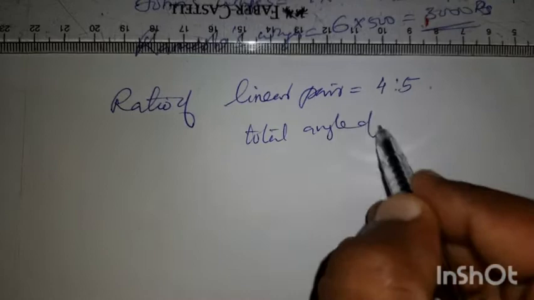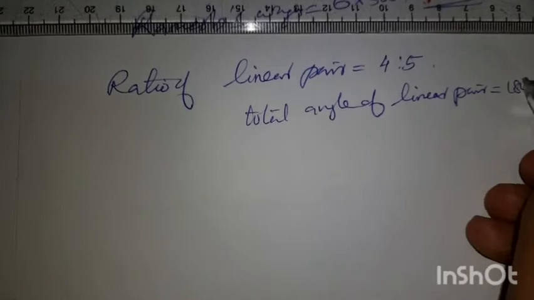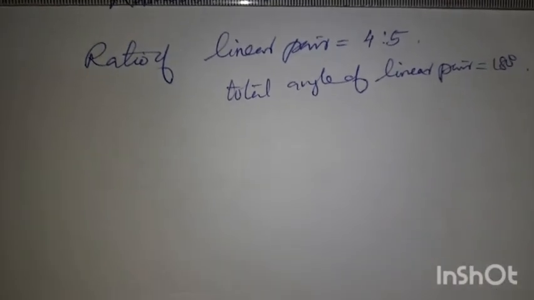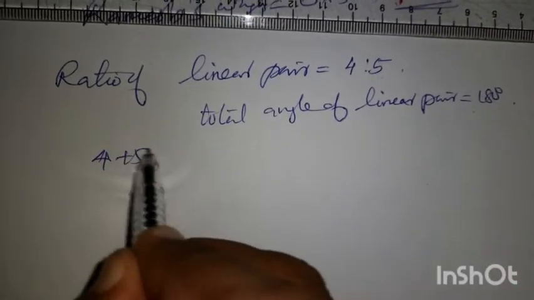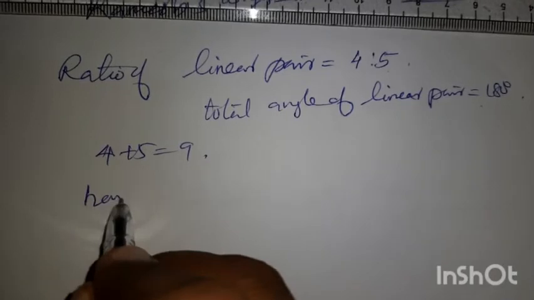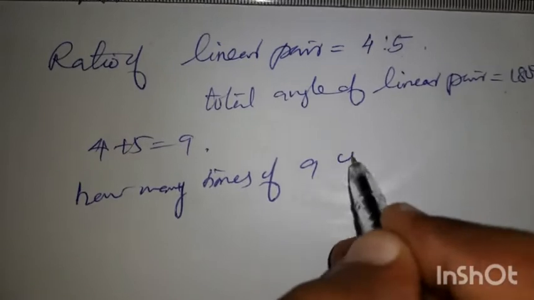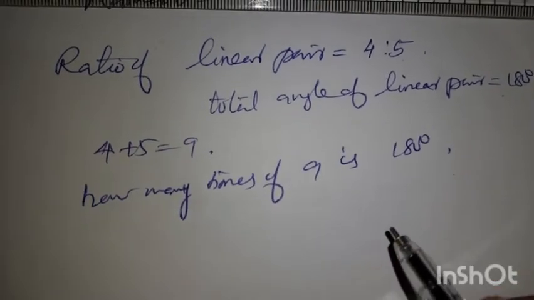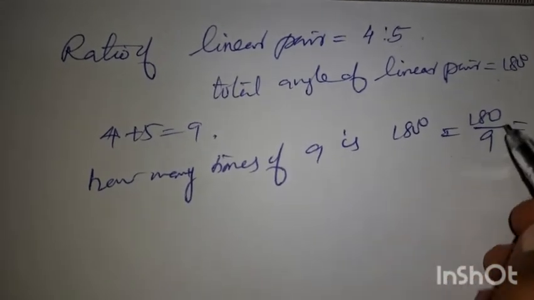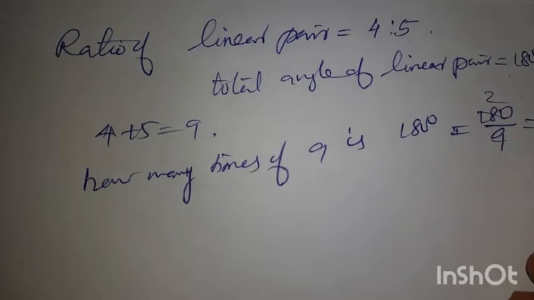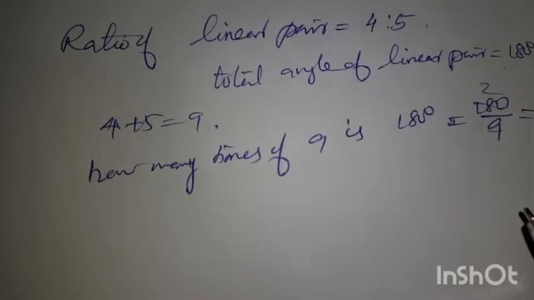Total angle of a linear pair is equal to 180 degrees. So how many times of this sum is this much? That you have to find out. So the ratio 4 plus 5 is equal to 9. So how many times of 9 is 180 degrees? That you can find out. So 180 divided by 9, 9 twos are 18, so you get 20 times. 20 times you got.